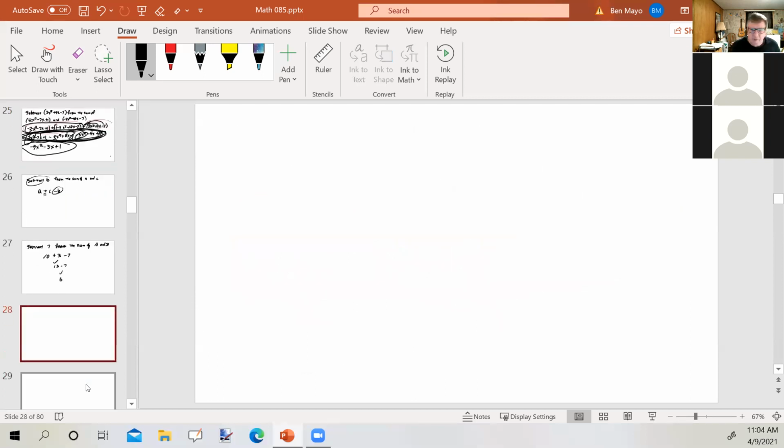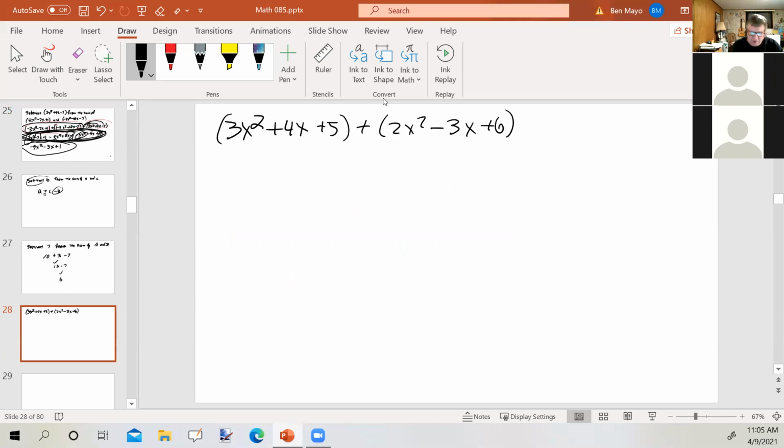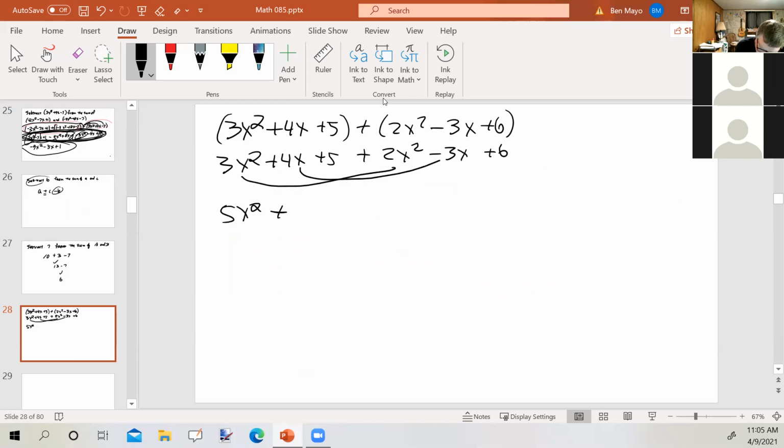We're going to add polynomials vertically as opposed to horizontally. Let me explain. Let's say I've got 3x squared plus 4x plus 5 plus 2x squared minus 3x plus 6. So this would be adding them horizontally. I'd have 3x squared plus 4x plus 5 plus 2x squared minus 3x plus 6. So I'm getting rid of the grouping symbols and then combining like terms, 5x squared plus x plus 11.